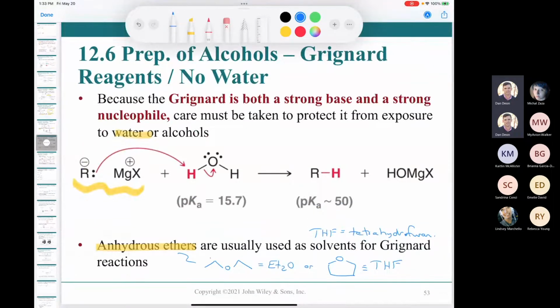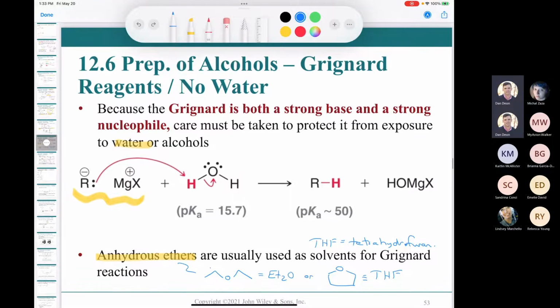Besides not being able to use a Grignard in the presence of water or an alcohol, I'll just throw in one more thing here. You also can't use a Grignard in the presence of a carboxylic acid. So we'll put here, or carboxylic acids. And the reason why is this exact same reason.